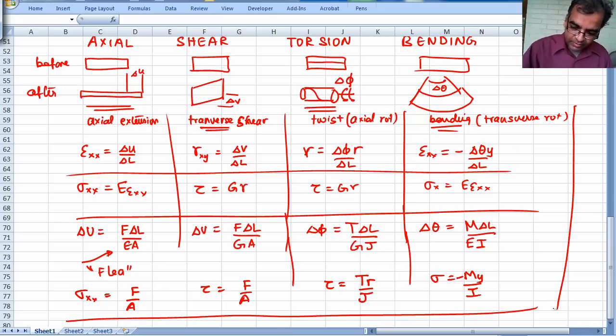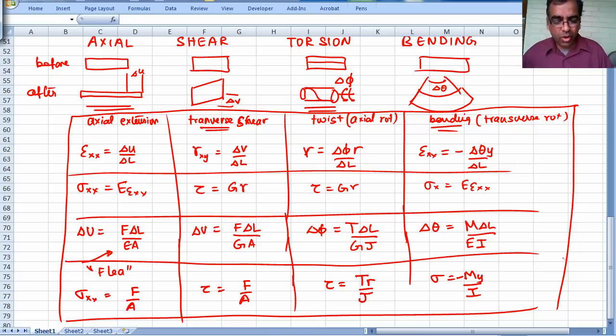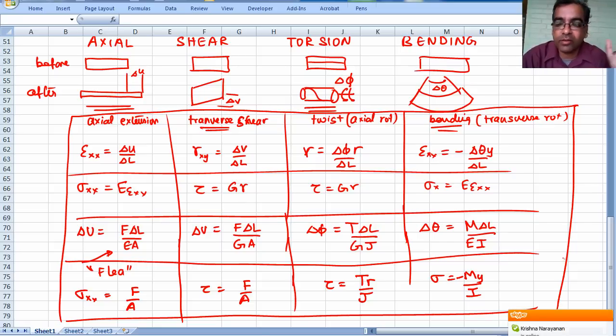This matrix, I would strongly urge you to memorize this. This is easy to memorize. It's the same stuff over and over again, right? And you should be able to actually recreate this matrix of all these results, because this is what the whole of strength of materials is about. And then after that, there are some minor things, but this is what the whole of strength of materials is about.